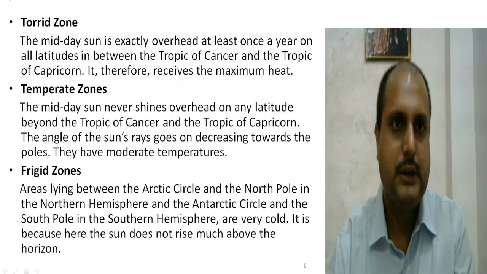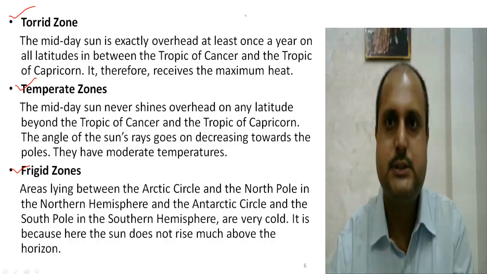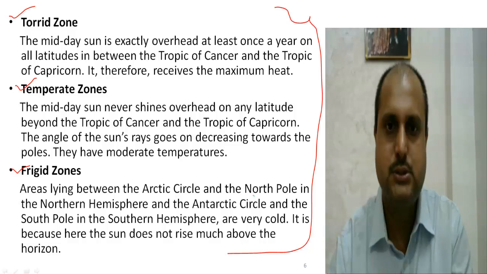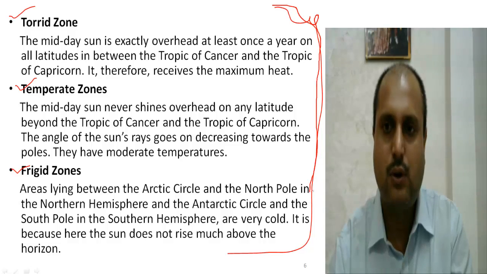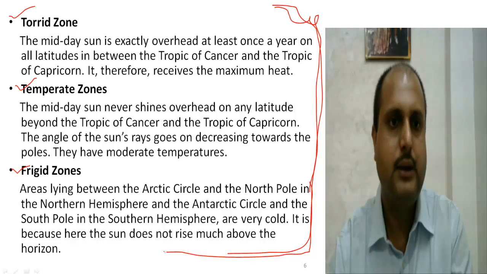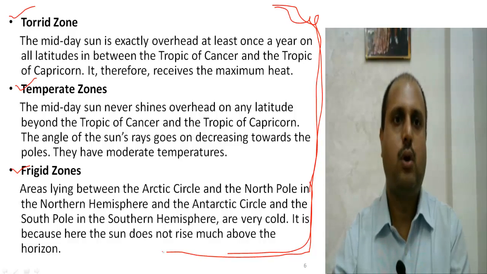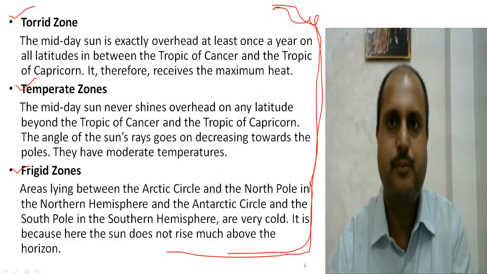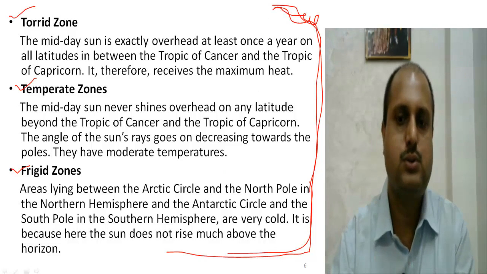Now, what I have just said: the torrid zone, the temperate zone and the frigid zone. These are the explanations of the three types of zones. We have studied that on the basis of latitude, we have divided our globe into torrid, temperate and frigid zones. You can write this down also, it will make an excellent note.